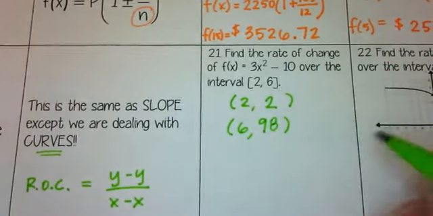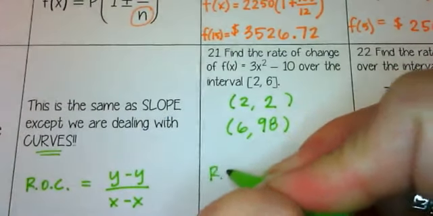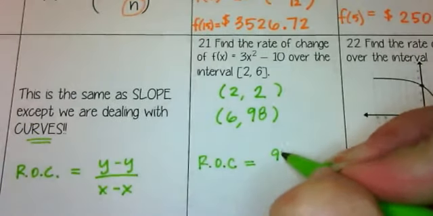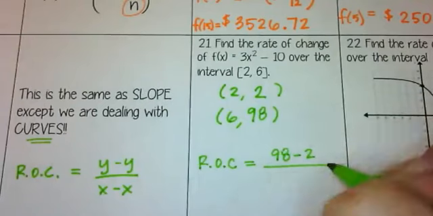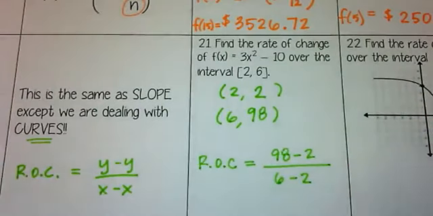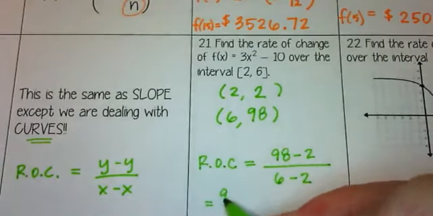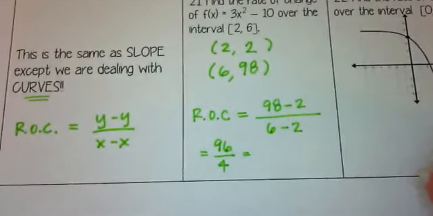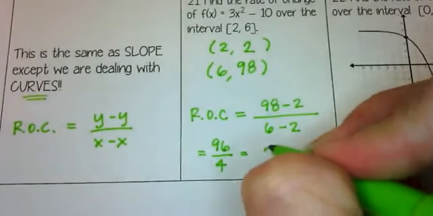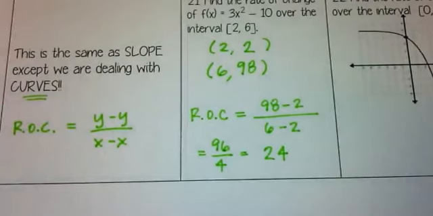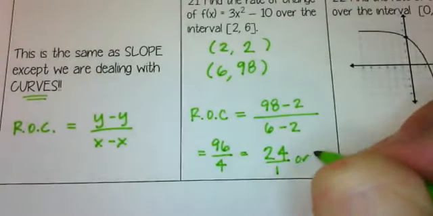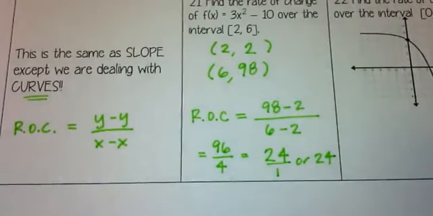So now we will find the rate of change. So y minus y over x minus x. That's going to be 96 over 4. And we can reduce that to be 24. So the average rate of change is 24 over 1, or you could just say 24.